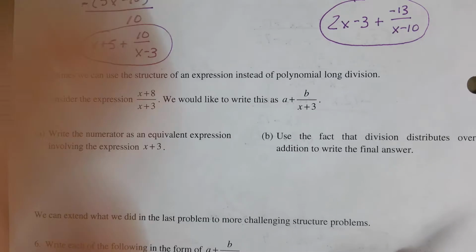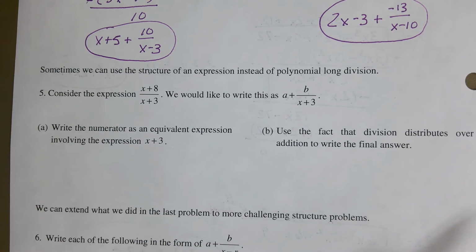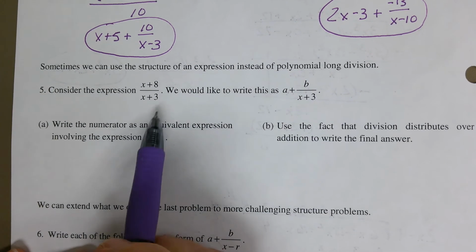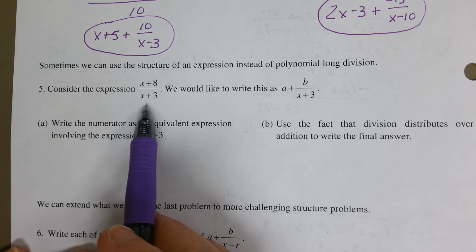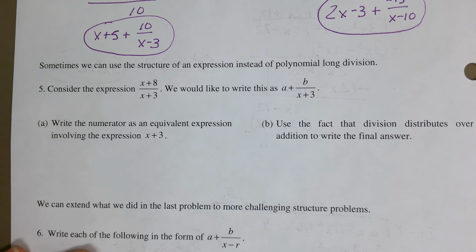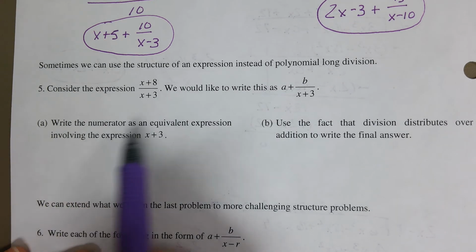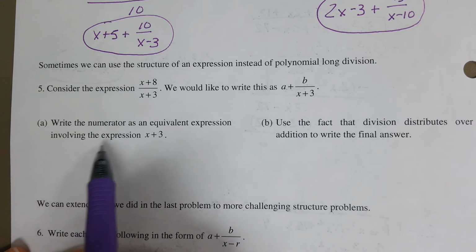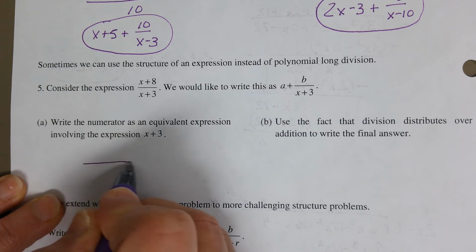Alright, and the last thing, this is a little different. Sometimes we can use the structure of an expression instead of polynomial long division. Consider the expression x plus 8 divided by x plus 3. We would like to write this as something plus something over x plus 3. In other words, rewrite the numerator as an equivalent expression involving the expression x plus 3.